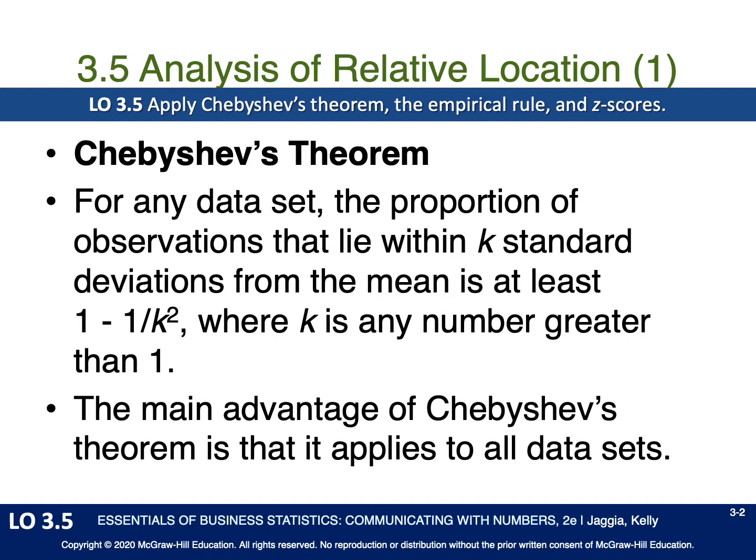So we can find the proportion of observations that lie within a certain number of standard deviations from the mean, where K is representing in that formula the number of standard deviations that we're looking at. So for example, we may say, well, how many data items fall within 2 standard deviations of the mean? We can use his theorem to calculate that.